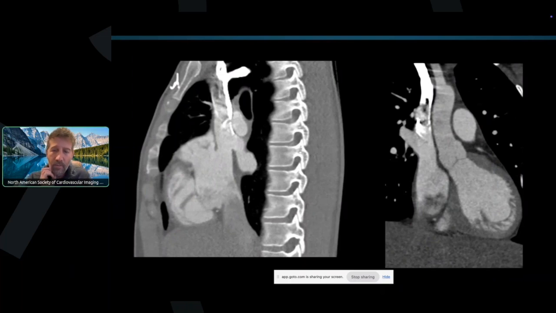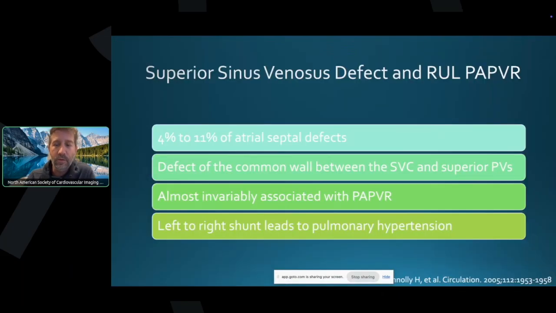So, what is this? Sinus venosus defect. Yes. This is a very nice superior sinus venosus defect with right upper lobe PAPVR.